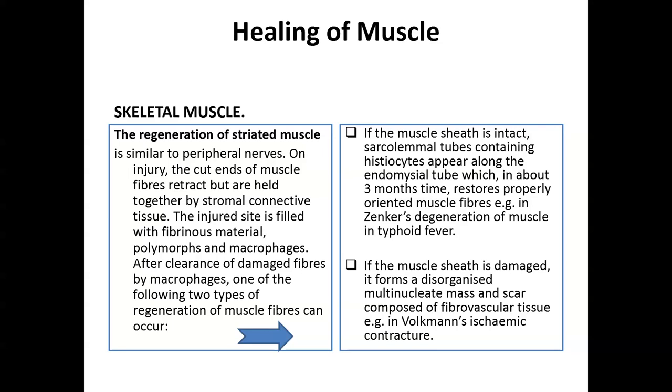If the muscle sheath is intact, sarcolemmal tubes containing histiocytes appear along the endomysial tube, which in about 3 months' time restores properly oriented muscle fibers. For example, in Zenker's degeneration of muscles in case of typhoid fever. If the muscle sheath is damaged, it forms a disorganized multinucleate mass and scar composed of fibrovascular tissue, for example, in case of Volkmann's ischemic contracture.